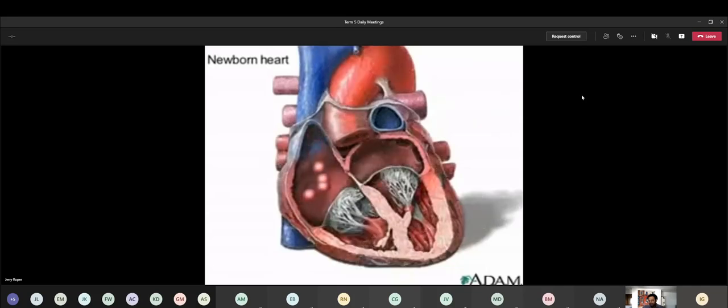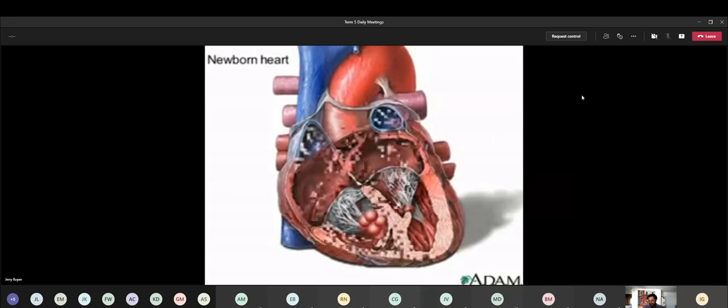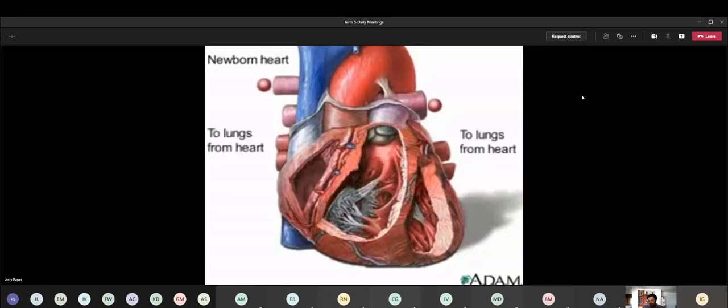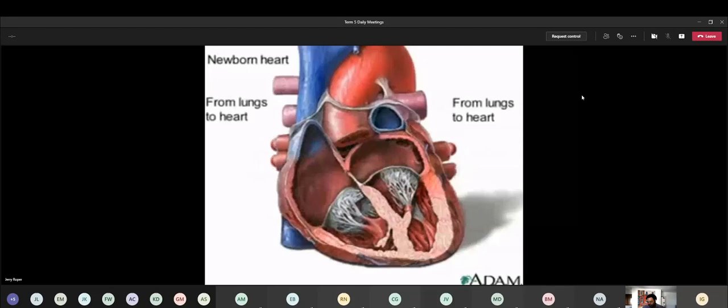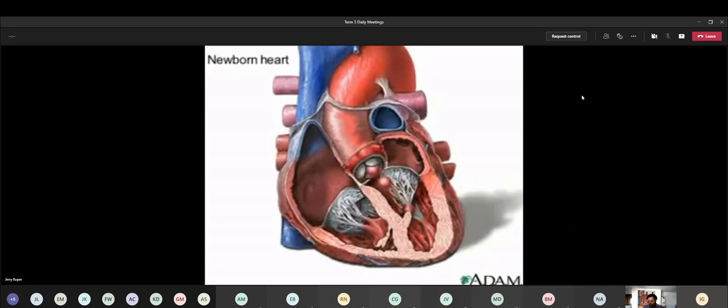The pathway of blood in the newborn heart works like this. Oxygen-poor blood from the body enters the right atrium, then goes to the right ventricle. From the right ventricle, the blood is pumped to the lungs, where it becomes oxygen-rich. Then, the blood flows back to the heart, filling the left atrium, and from there, onto the left ventricle. The left ventricle pumps the oxygen-rich blood through the aorta, which carries it to the rest of the newborn's body.